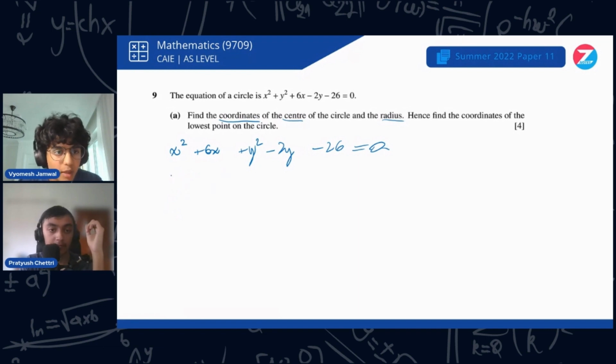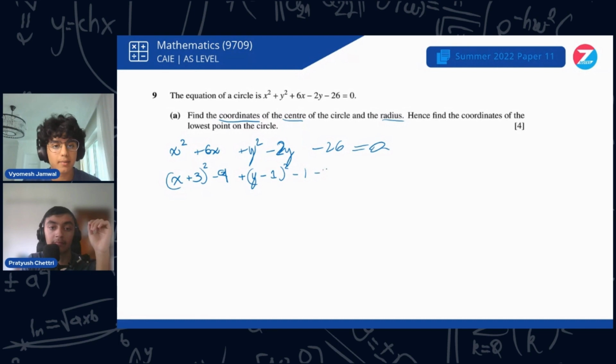Then what we do is that x squared plus 6x I could write as (x plus 3) squared minus 9. And for the y, it's going to be (y minus 1) squared minus 1, and then minus 26, equals 20. Then we get the numbers and simplify: minus 9 minus 1 minus 26 will be equal to minus 36.